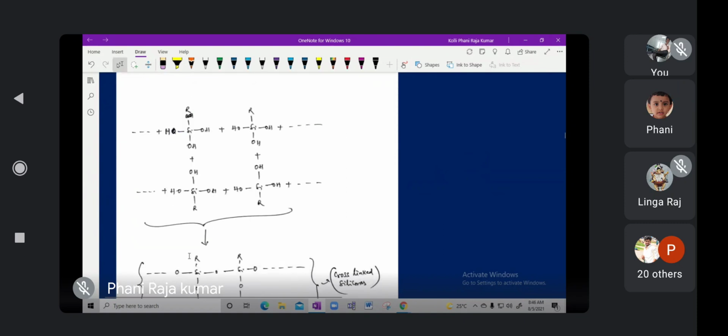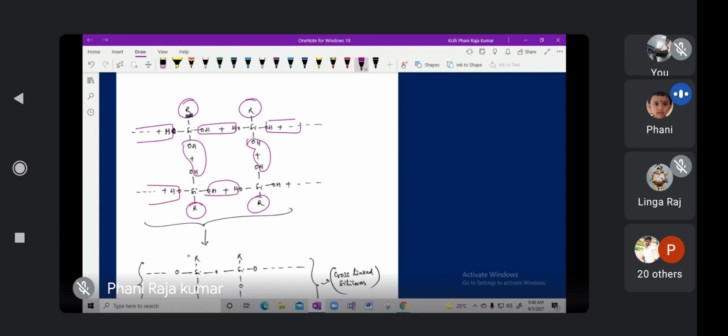Let's see here. RSiCl3 means one end is an alkyl group, and the remaining three are OH groups. So here also one alkyl group. Here elimination of water, here elimination of water, here also elimination of water. Between these two also elimination of water. Like that, a number of links are formed here.